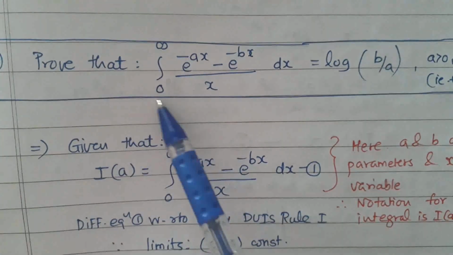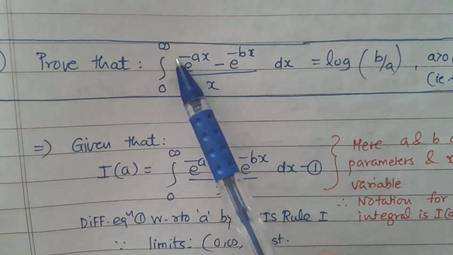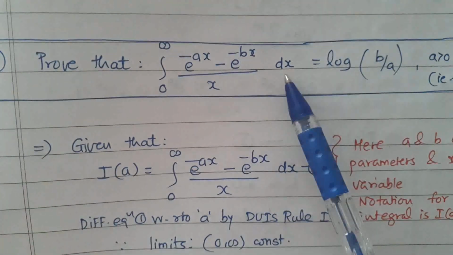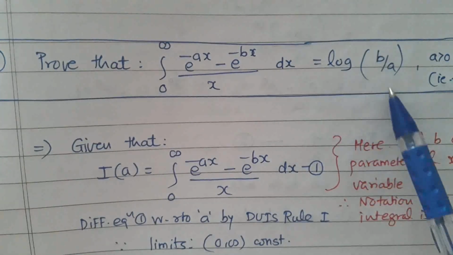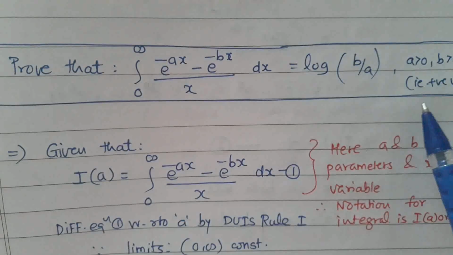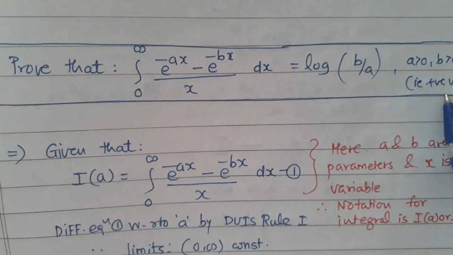Next example. Prove that the integral from 0 to infinity of (e^(-ax) - e^(-bx)) / x dx is equal to log of b by a, for all values of a and b greater than 0. That means for the positive values.